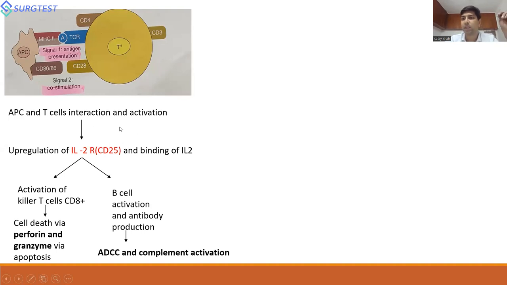Yeah, so someone is asking me to explain the panel reactive antibody again. I'll explain it again in the last part. It's a new topic, but it will come again in the end parts.